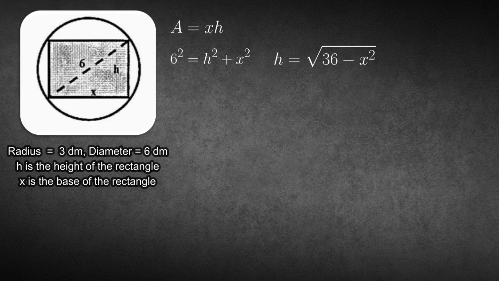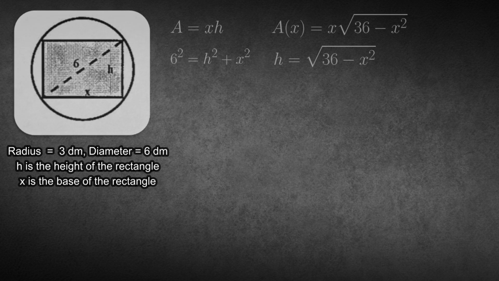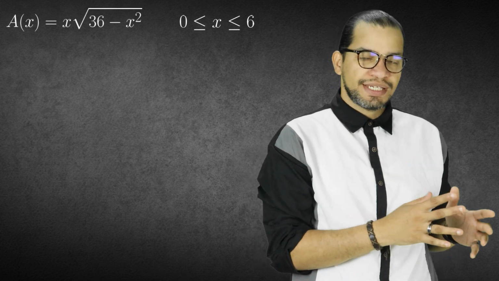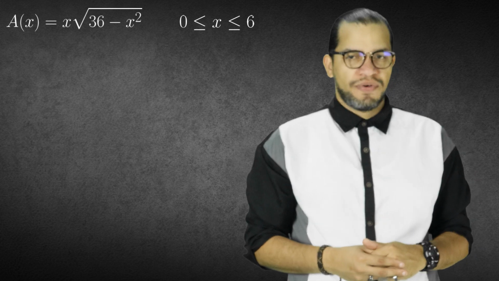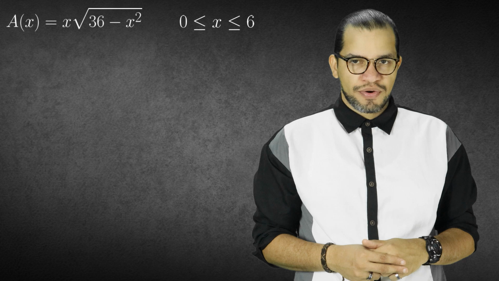Therefore, we can express the area in terms of x as a equal to x times the square root of 36 minus x squared. First of all, notice how x has to be between 0 and 6 in order to have a of x properly defined. Now, the problem consists of maximizing the area.